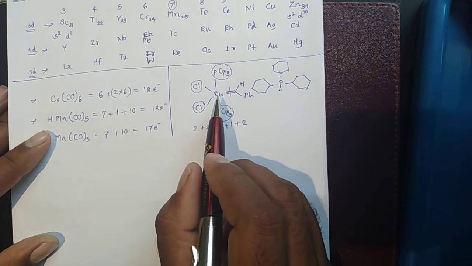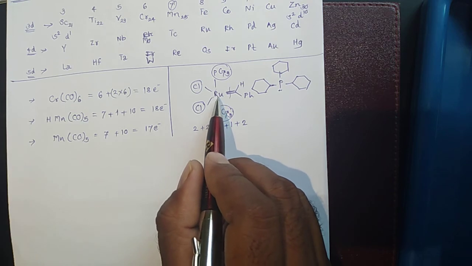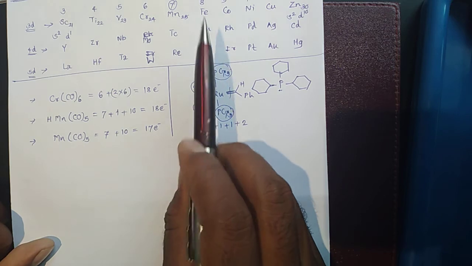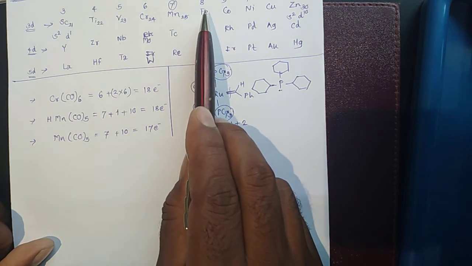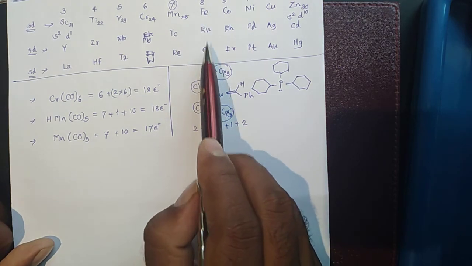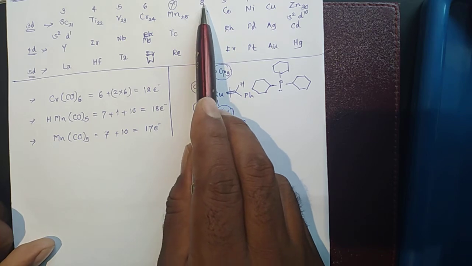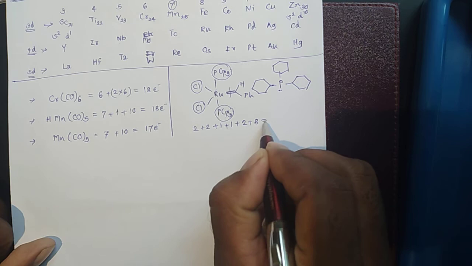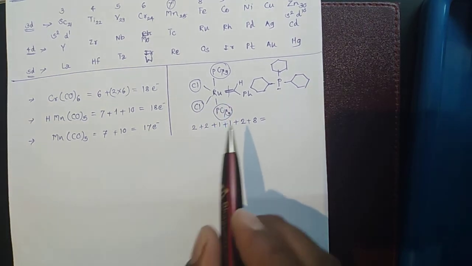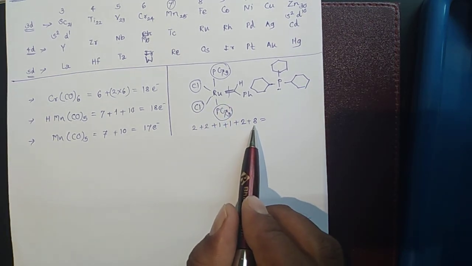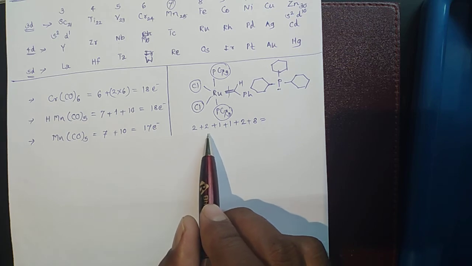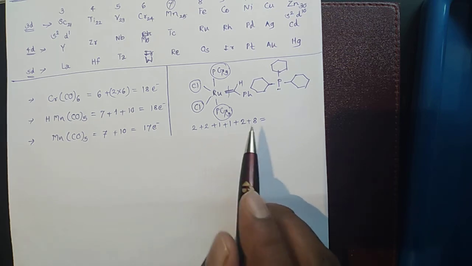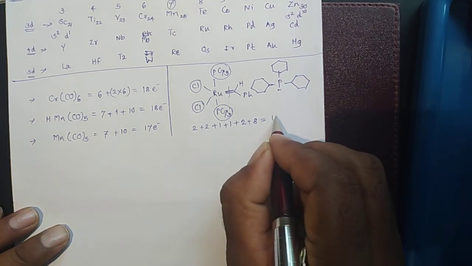Ruthenium, see, this type of example is very important. Ruthenium is in which family? It is in the iron family: iron, ruthenium and osmium. Iron has how many electrons? 8 electrons. So total 8 electrons. So in total we can calculate 8, 12, 14, 16, yes, 16 electrons.